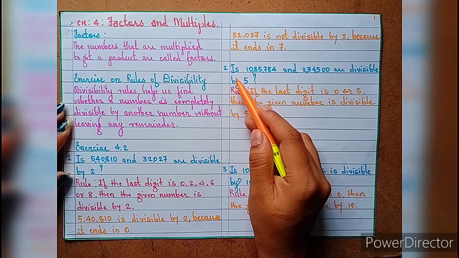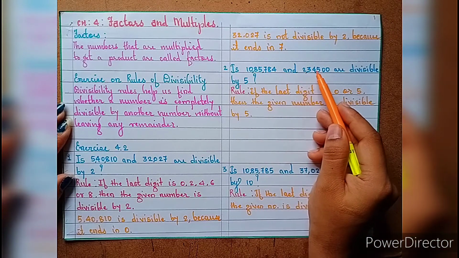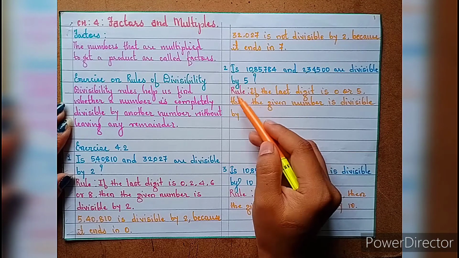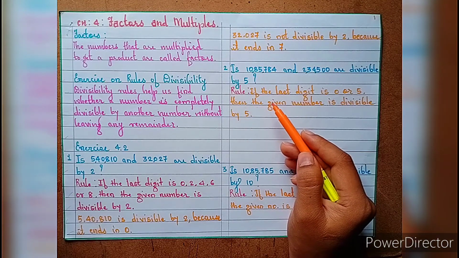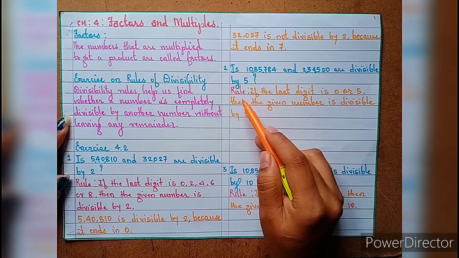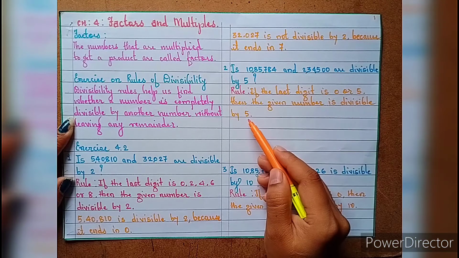Now let's see the next problem. Are 10,85,784 and 2,34,500 divisible by 5? Let's see the rule of divisibility. In exam, they will not give you the rules of divisibility. You have to learn the rules of divisibility. Just see, if the last digit is 0 or 5, then the given number is divisible by 5.